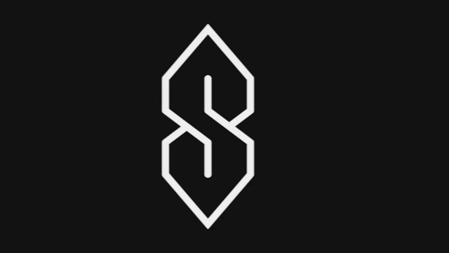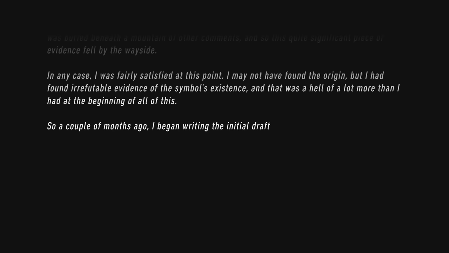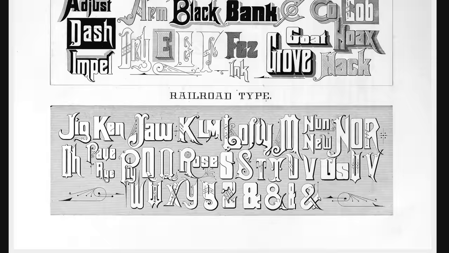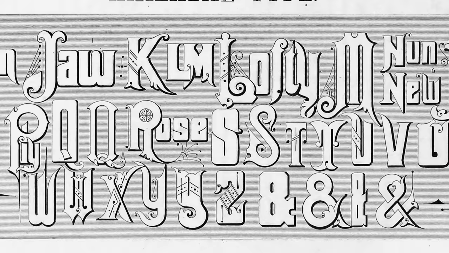So, a couple of months ago, I began writing the initial draft for this script. In doing so, I found myself going through my research for the quadrillionth time, just to make sure I had exhausted every conceivable avenue. That's when I stumbled upon this illustration, featured in a book titled Mechanical Graphics. This book is not from the 60s, nor the 50s, nor the 1940s. It's not even from the 1900s. This book was published in 1890.